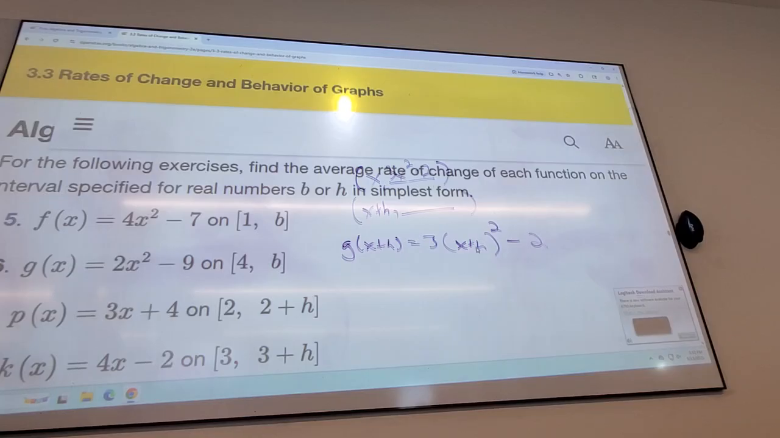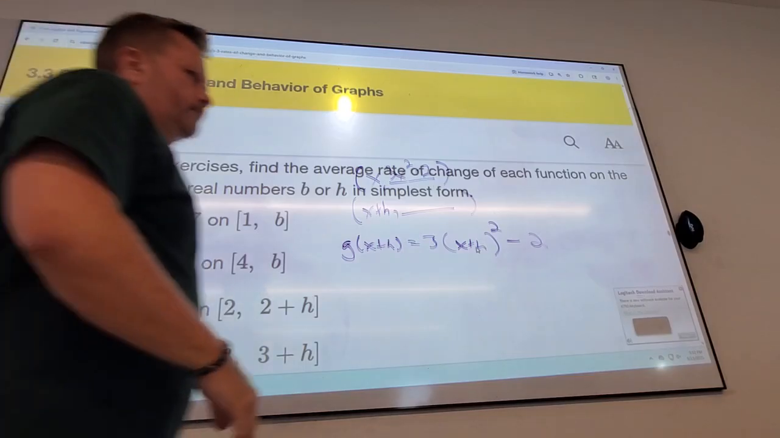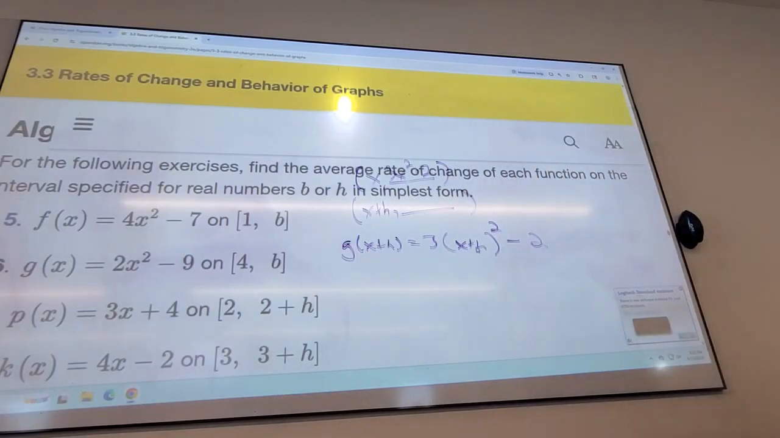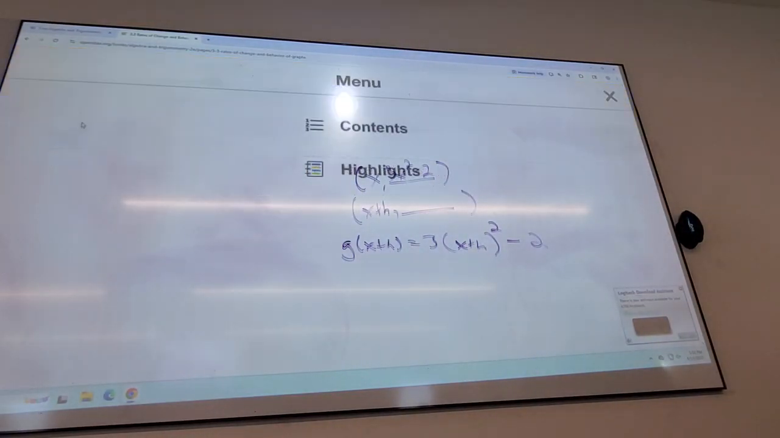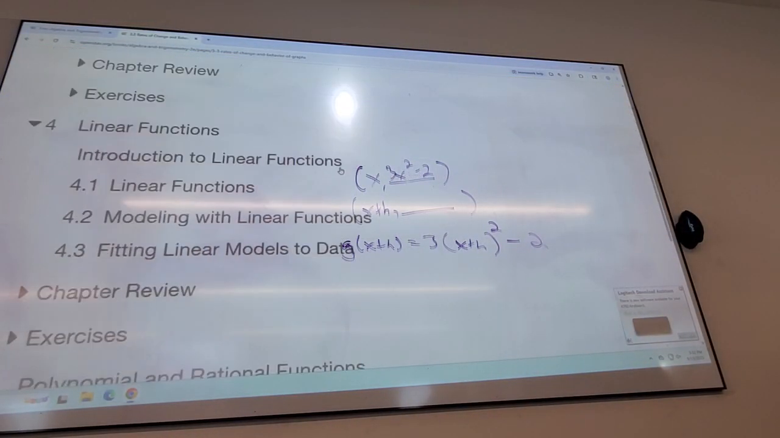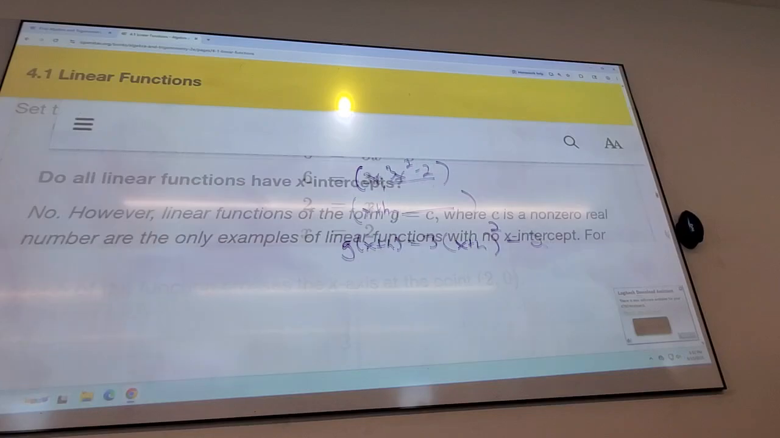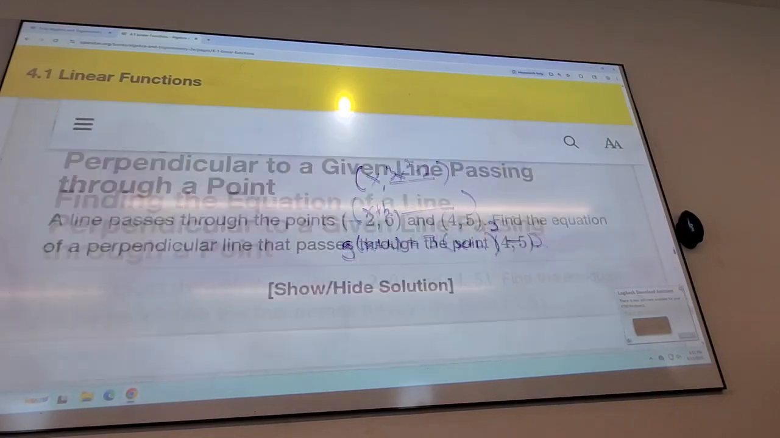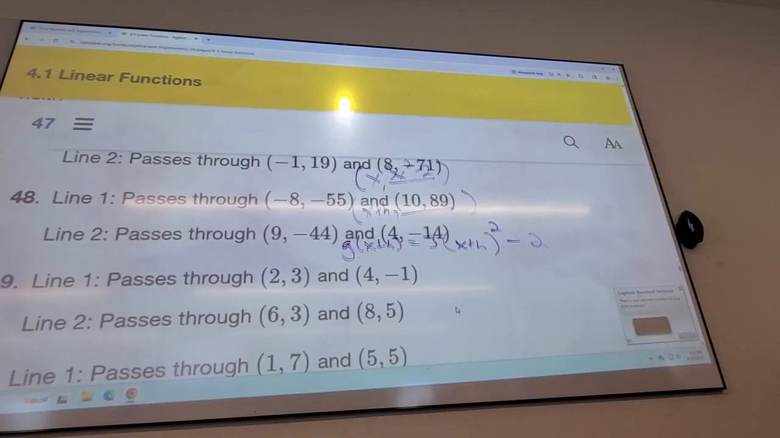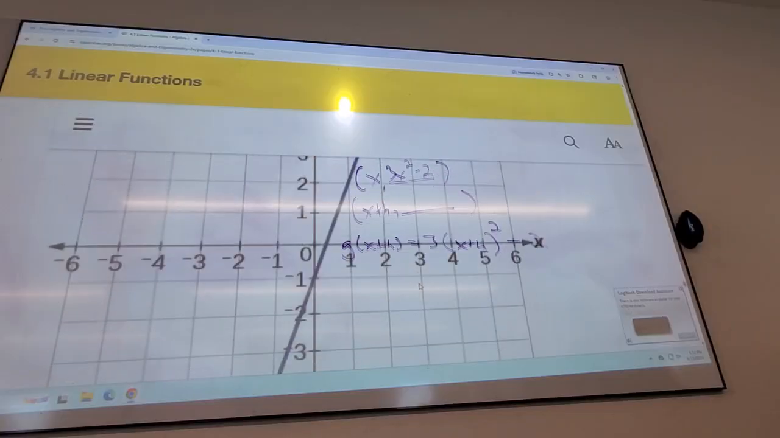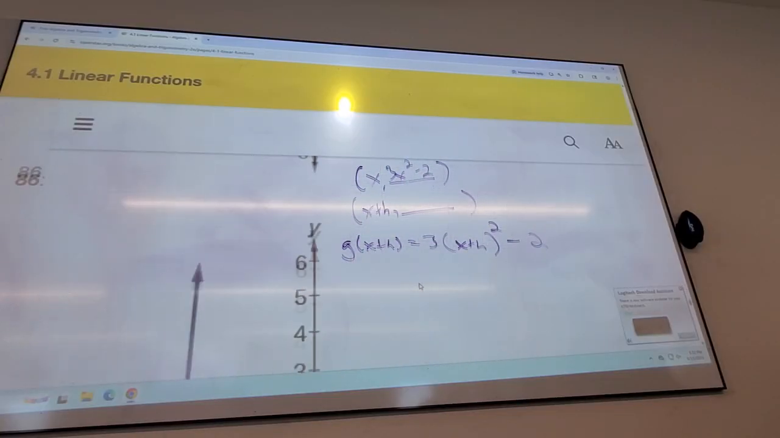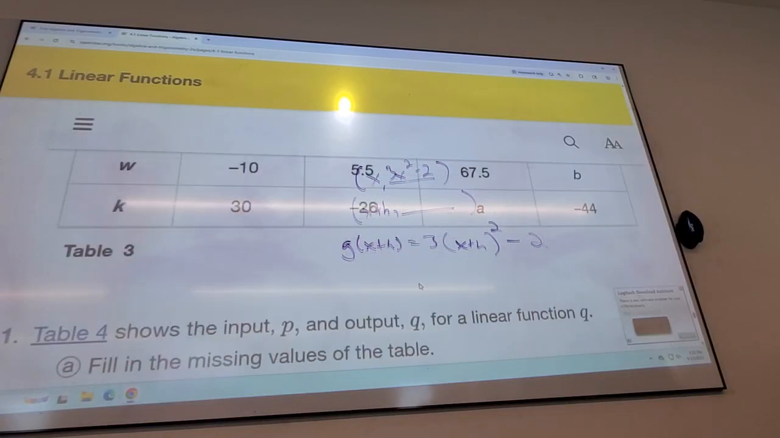Yes? So for number 98 on 4.1, this is a really stupid question. Awesome. But I was wondering, do I have to make my domain in my graph, make my domains 10 by 10? You said 98? Yes. Okay. All right.